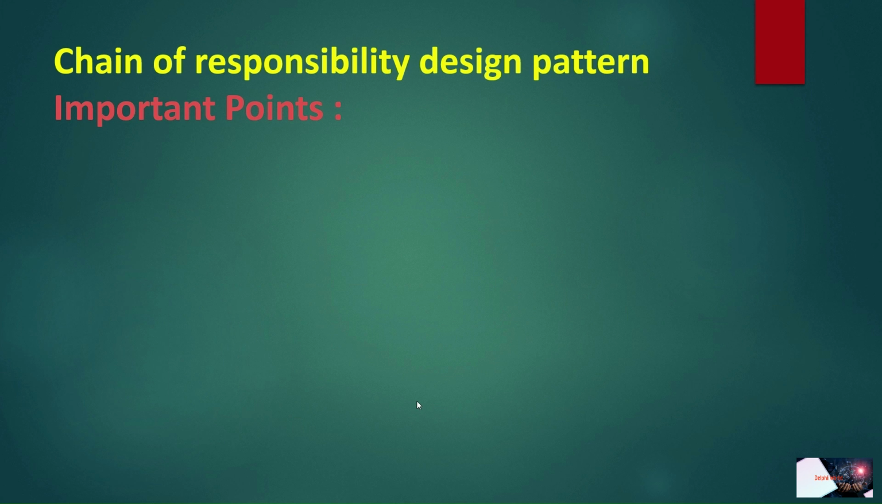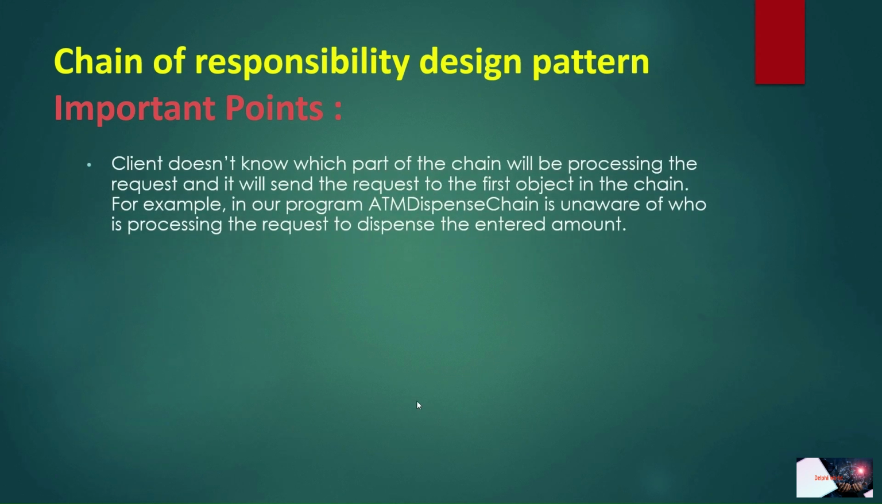Some of the important points of the chain of responsibility design pattern we'll discuss here. The client does not know which part of the chain is processing the request. The client just sends a request, and then we have a lot of objects that are supposed to handle that request. Any of the objects will handle the request, but the client doesn't know which object is handling it. And it will send the request to the first object in the chain.